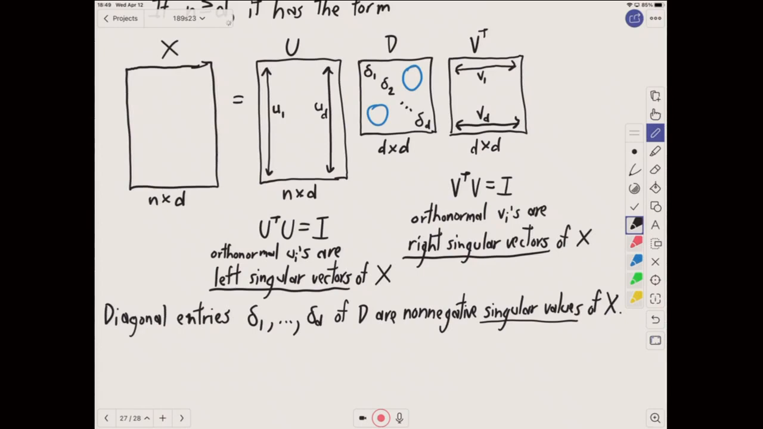And that they're non-negative by convention, this is what I mean. Suppose that one of the singular values was a negative number. Suppose that delta 1 was negative. Then what we could do is replace delta 1 by minus delta 1, and replace V1 by minus V1, and then we would have another decomposition that is also equal to X. But now we would have a positive value for the singular value instead of a negative value. And since we can do that, we always do. We just say, by convention, the singular values will never be negative. We'll just make them positive.